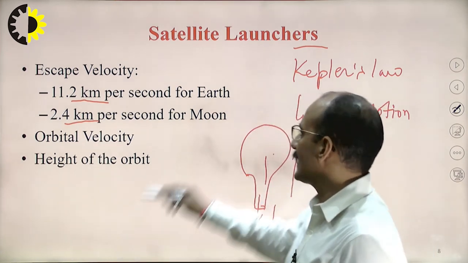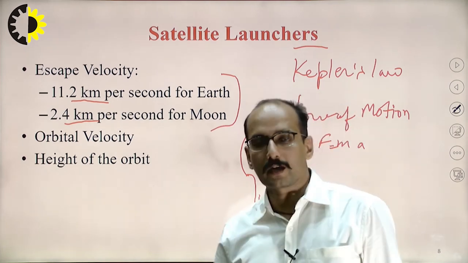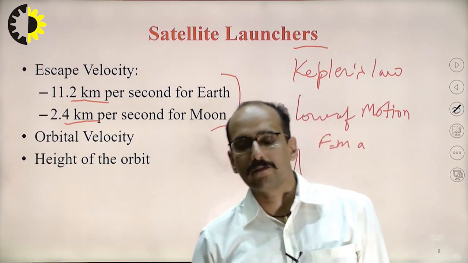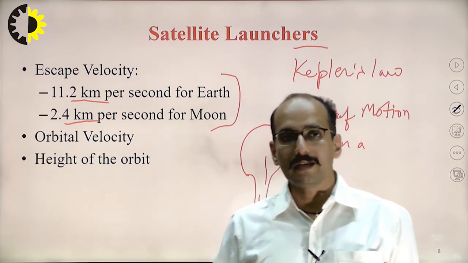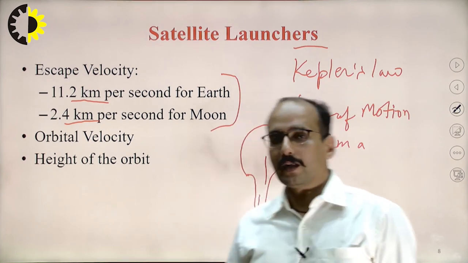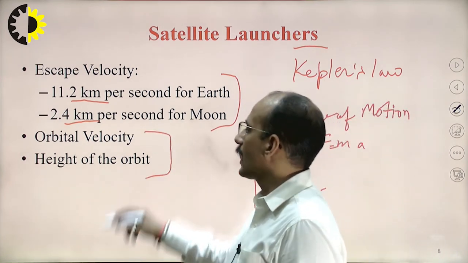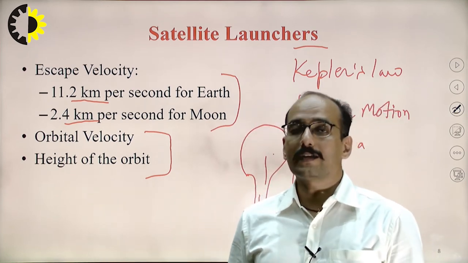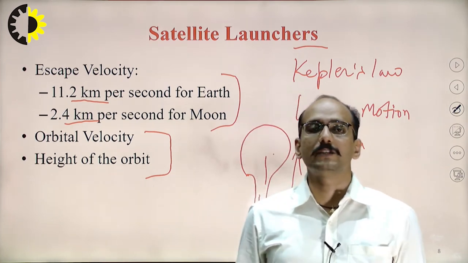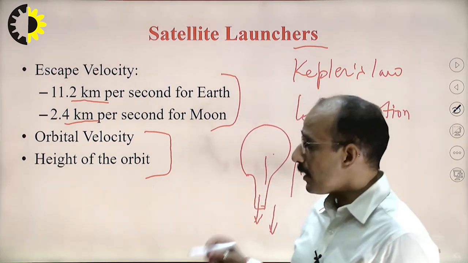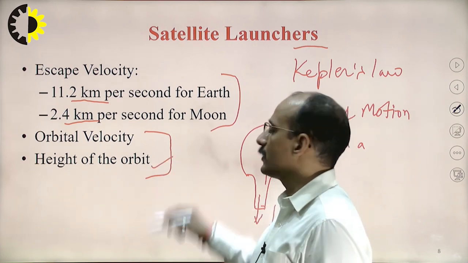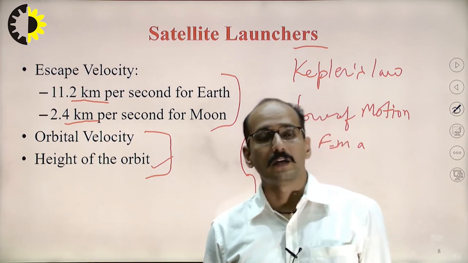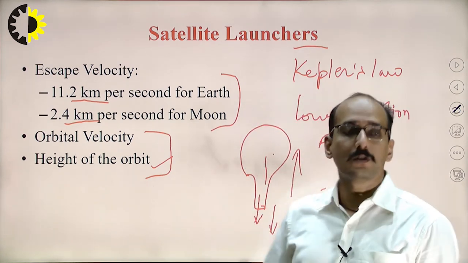So, this escape velocity is very much required to launch a satellite, because your satellite launcher has to overcome the gravitational force of the Earth to place the satellite in its orbit. After that, the other two points are orbital velocity and the height of the orbit. You also have to identify the satellite orbit, because if you are launching a geo satellite, you have to place that satellite at a height of 35,798 kilometers. That is the geo satellite height.